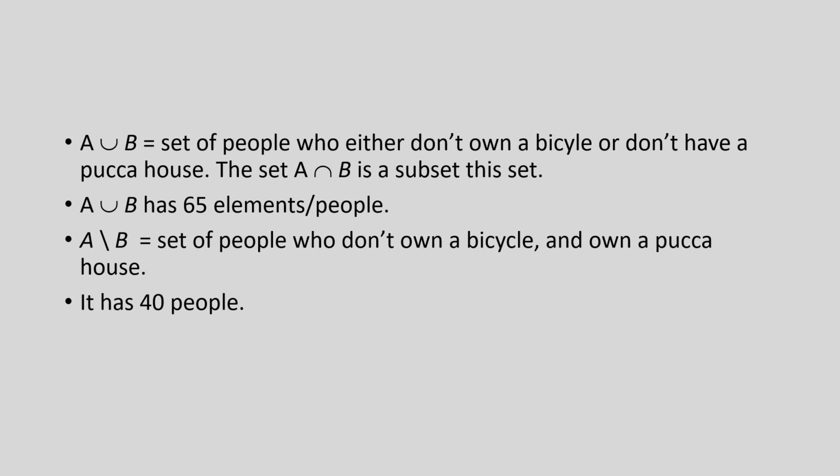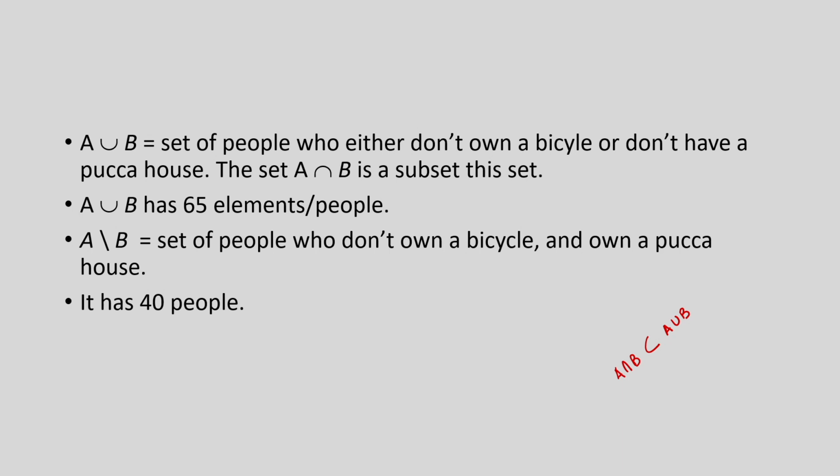The set A intersection B is a subset of this set. So, we can write that A intersection B is a subset of A union B. And you can see this quite logically: people who belong to A intersection B do not have a pakka house, and at the same time they do not have a bicycle. So, they are satisfying both the criteria. So, obviously, they will be satisfying at least one of the criteria. Therefore, they belong to A union B.